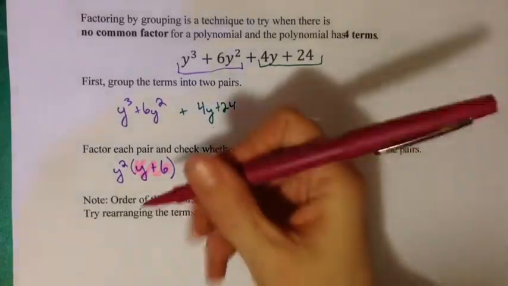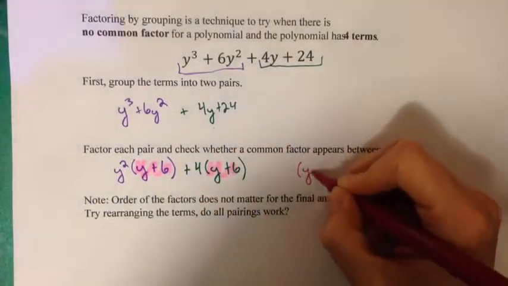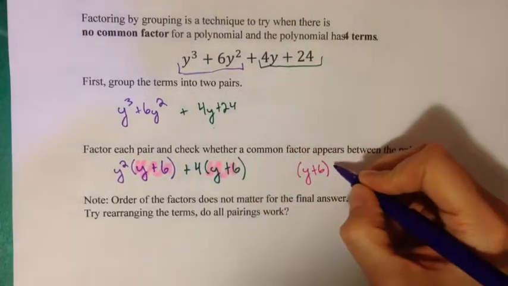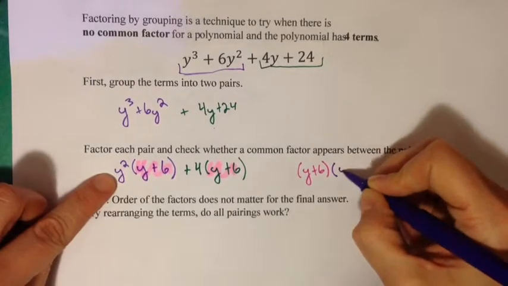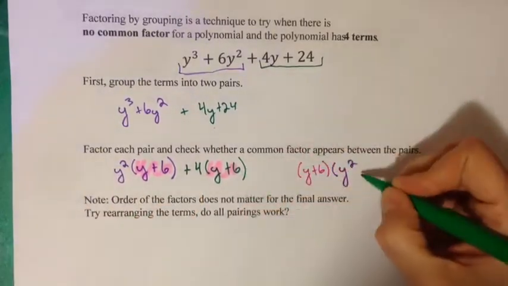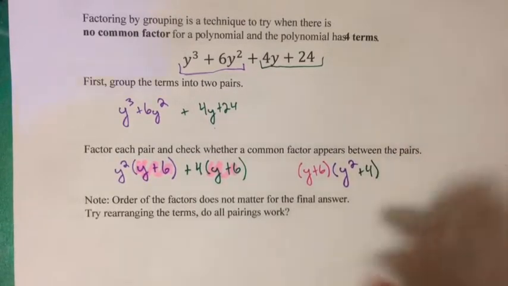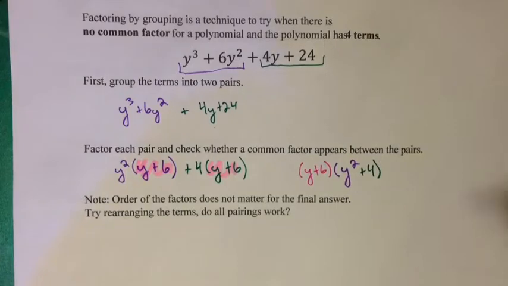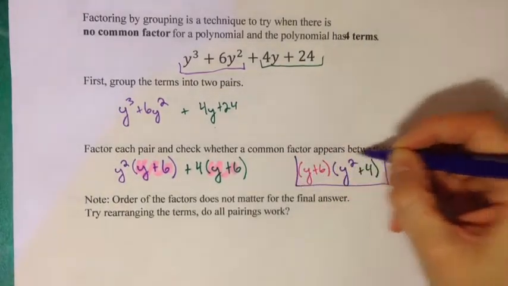When I factor out the y plus 6, I'll be left with y plus 6, and what's left inside is a y squared from the first term and a 4 from the second term. So there's my final factorization. Y plus 6 multiplied by y squared plus 4.